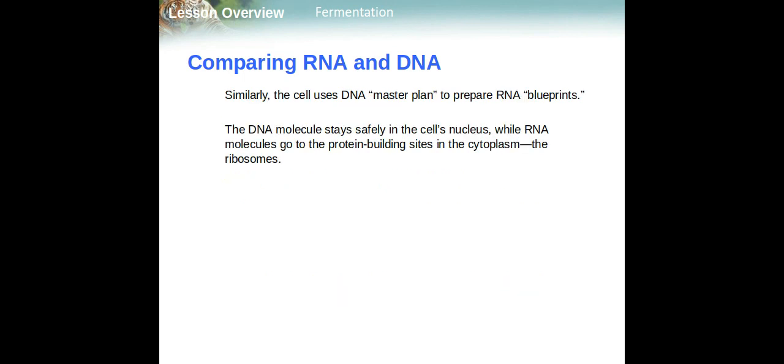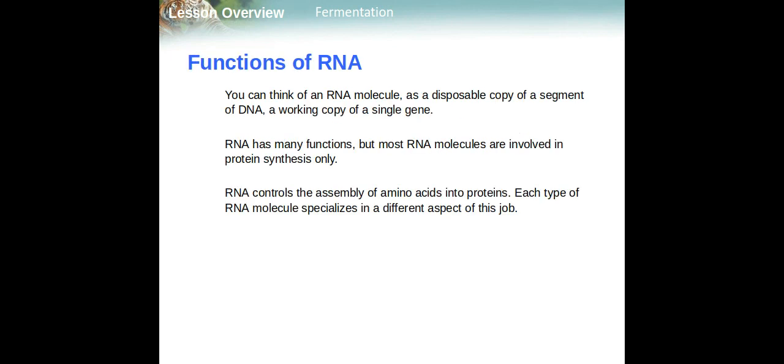So similarly, the cell uses the DNA master plan to prepare RNA blueprints. The DNA molecule stays safely in the cell's nucleus. If you remember, that's where the DNA is found, in the nucleus, while RNA molecules go to the protein building sites in the cytoplasm. Those are the ribosomes. Going way back to the beginning of the year, we talked about what the different organelles do. And the DNA stays in the nucleus, and the proteins are made on the ribosomes, which are out in the cytoplasm. You can think of the RNA molecule as a disposable copy of a segment of DNA, kind of like the working copy of a single gene.